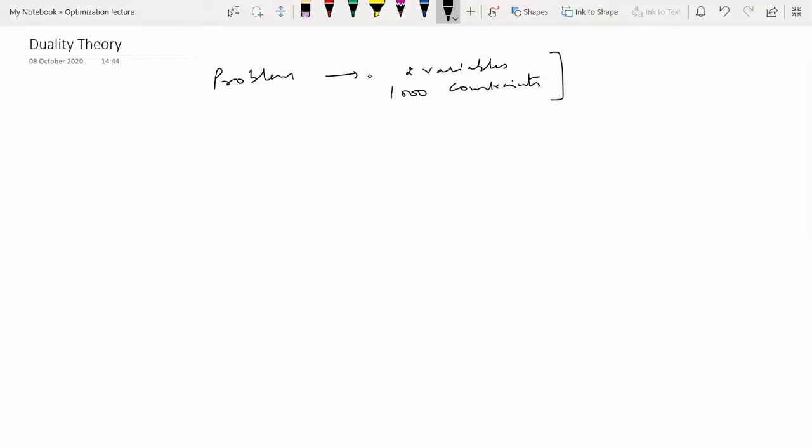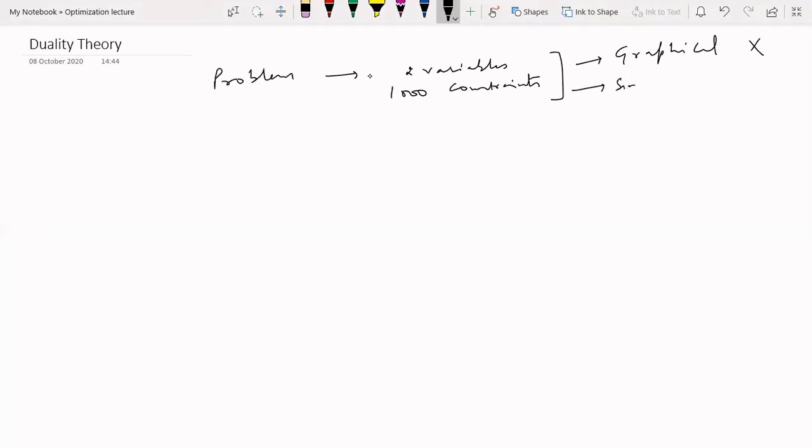But because the 1,000 constraints are there, it is otherwise difficult to draw these constraints and check all the corner points to find the optimal solution. So the graphical method is there, but we will not prefer it, simply because the number of constraints is really large. Then the other way of dealing with this problem is with the simplex method.